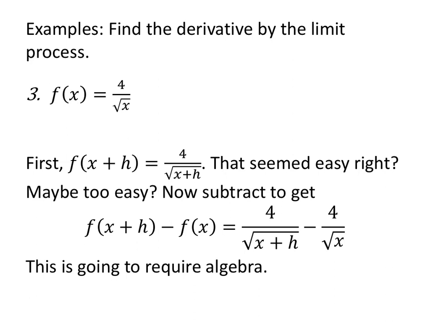Alright, f of x is 4 over the square root of x. First, we're going to find f of x plus h. No problem. Replace x by x plus h. Anytime it seems easy at the start, there's going to be some work to do.